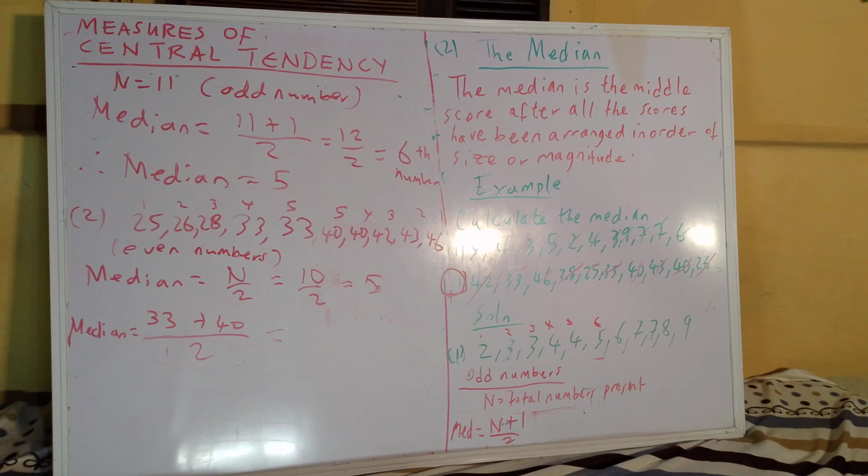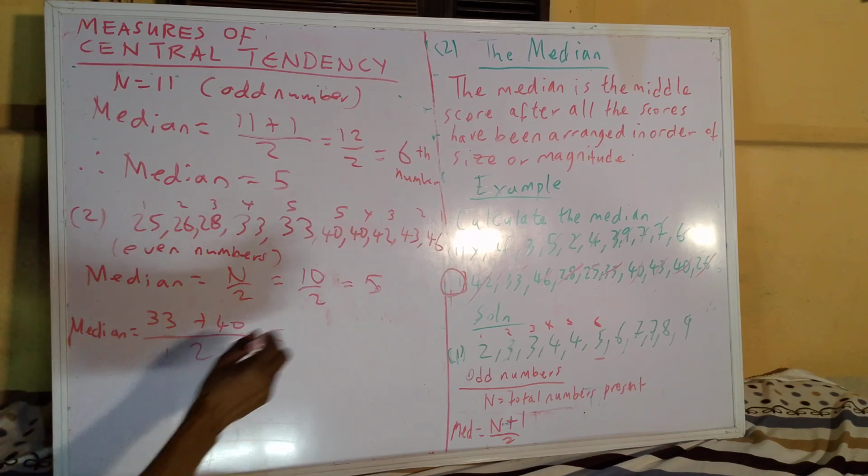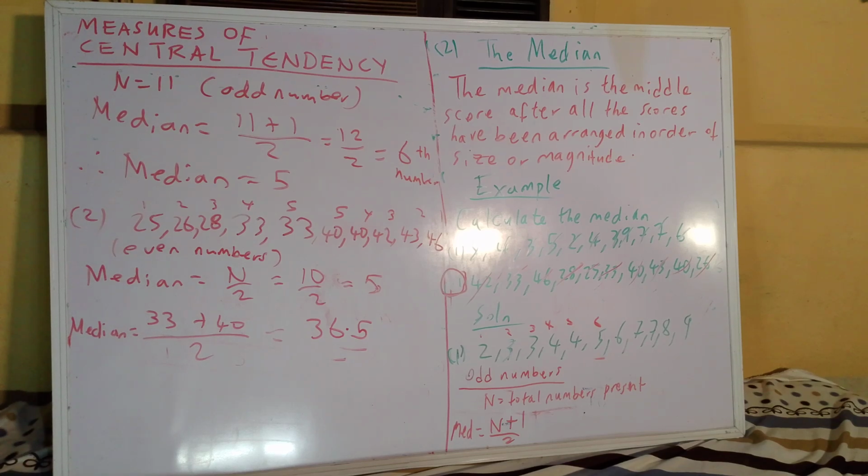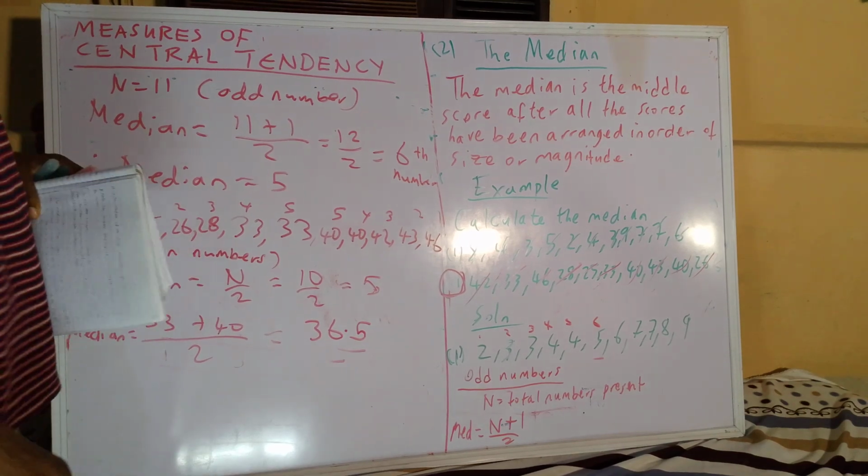Doing it in class, I carry my calculator. I punch it in. I have 33 plus 40 is equal to 73. So that answer now divided by 2. I don't know whether you can see my calculator. If you cannot, use your own and check it to confirm, the answer is 36.5. So your median is 36.5. That's the answer for the case of even numbers. Any question? No question. So we go to mean. Let's go to mean now.